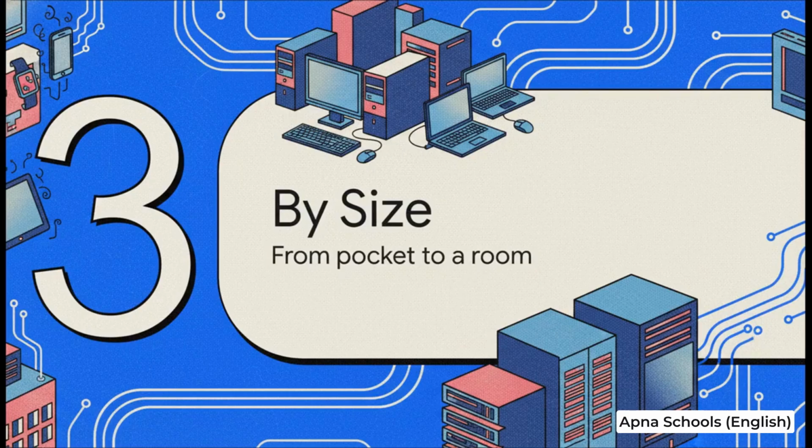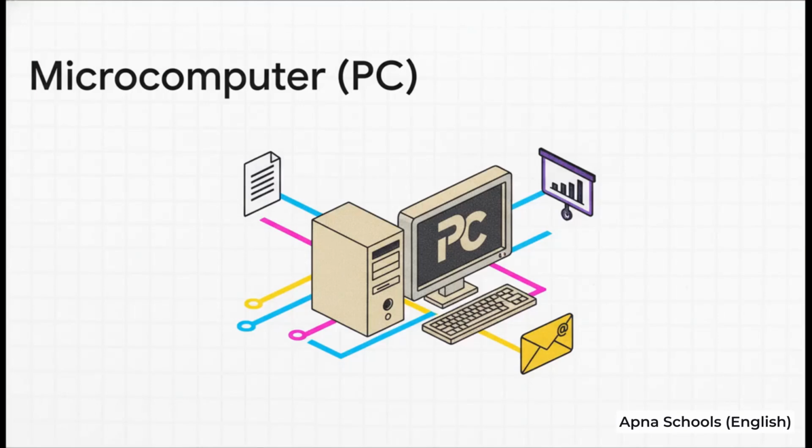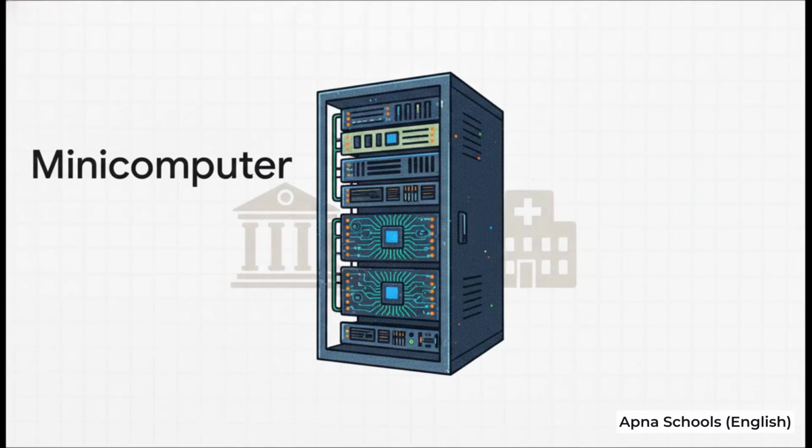Okay, so that's type. Now let's move on to our second category, size. And this one is pretty straightforward. It's all about physical scale and processing power, from something that fits in your hand to a machine that literally needs its own building. We'll start with the one we all have at home, the microcomputer. You probably just call it a PC, a personal computer. It's the smallest of the bunch, designed for one person to do everyday stuff, like writing documents, making presentations, or just typing away.